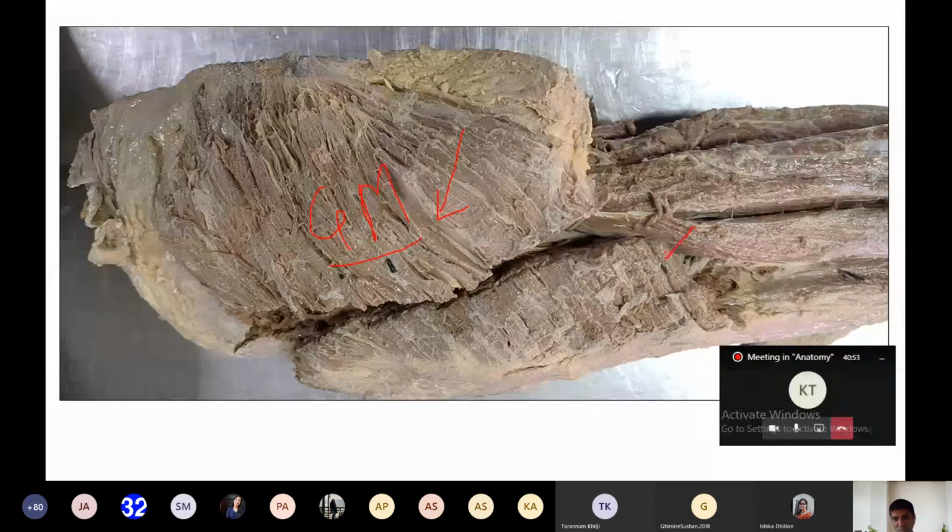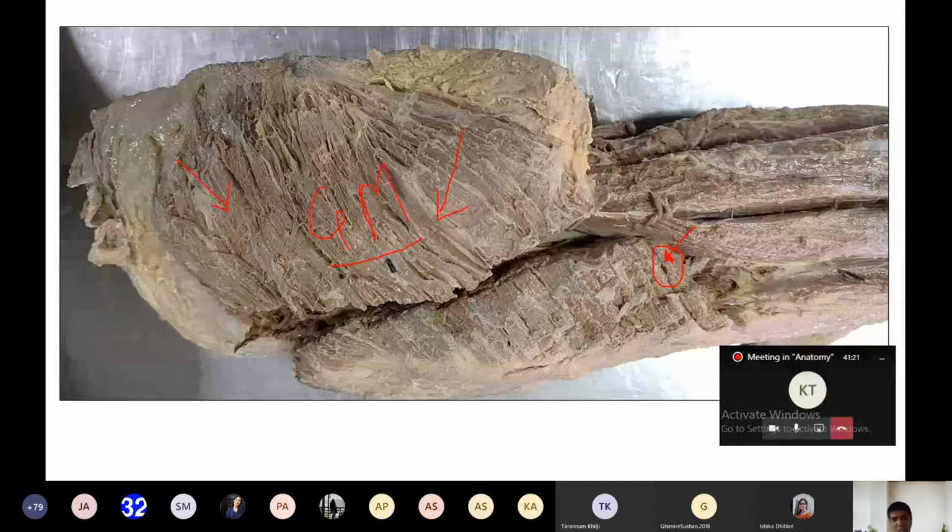Sometimes we will put a pin here. Here also this is the gluteus maximus, but here you can see the lower border of the gluteus maximus forming the gluteal fold like this. If you write gluteus maximus, no problem, we'll give you the marks. So this is also the gluteus maximus. If it is pinned here also, this one is the gluteus maximus.